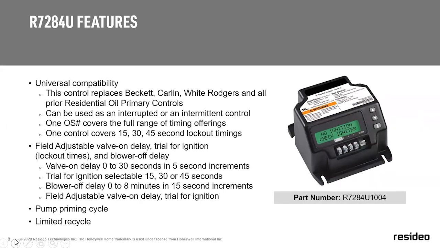Universal capability replaces Beckett, Carlin, White Rogers, all great companies, and every Honeywell legacy control except the M model that does air conditioning. It's field adjustable: valve on delay, trial for ignition. It can be a 15, a 30, or a 45-second control. There's blower off delay, and it's easy pump priming and cycle.